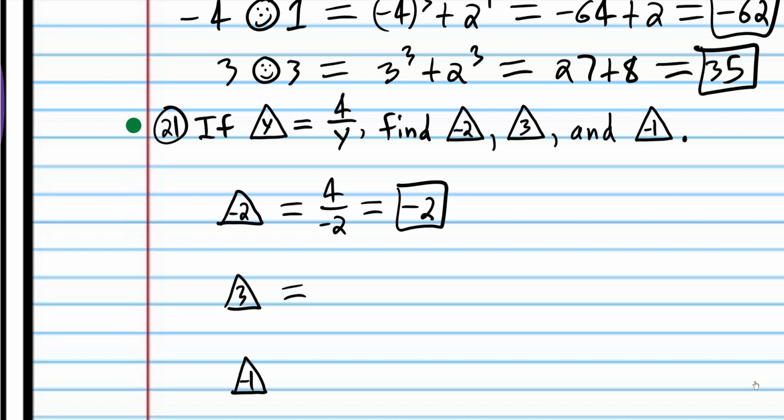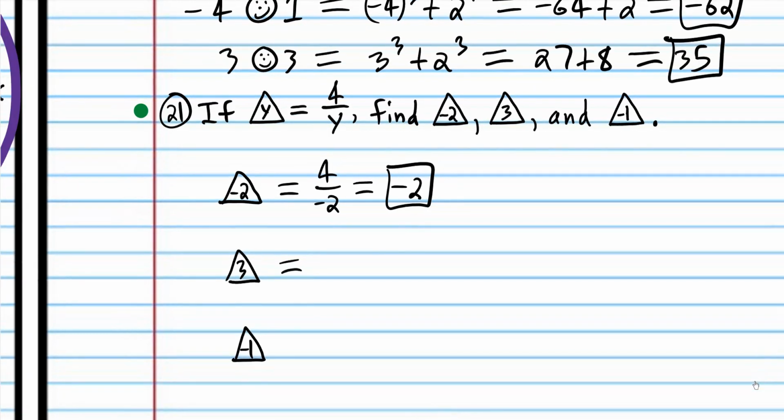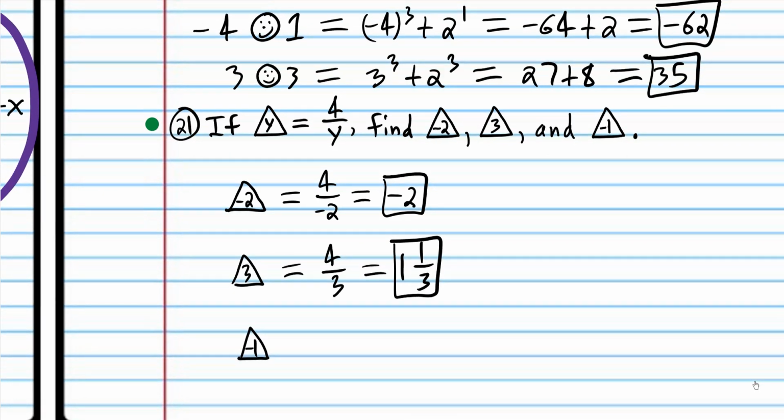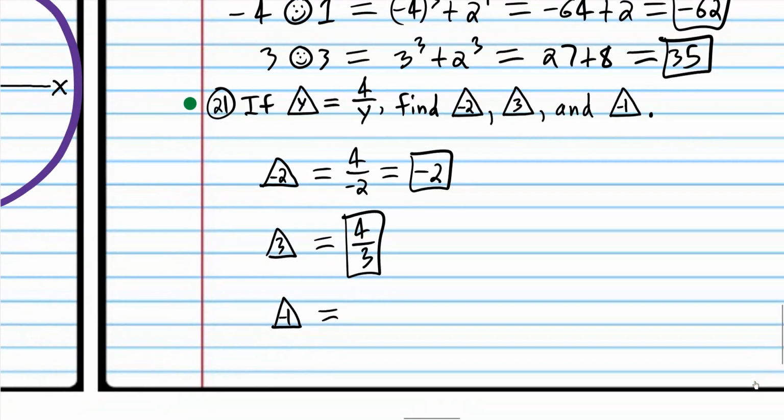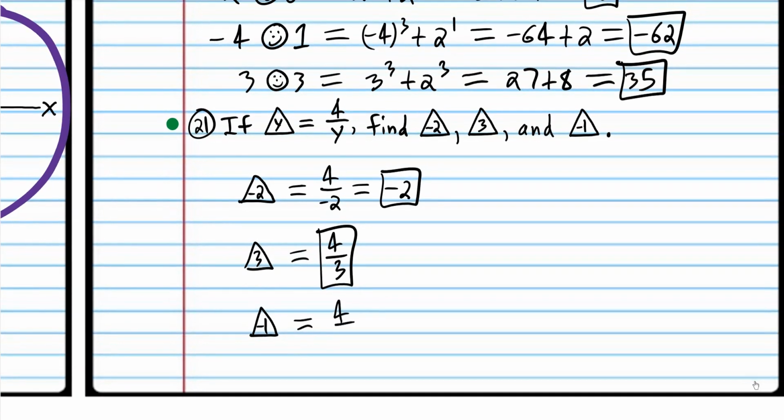So if you got that right, good job. Now we're going to find triangle 3. We're going to rewrite the expression up here. We're just going to replace y with 3. And so we can just write it as 4/3, or we can write it as 1 1/3. It doesn't really matter. In fact, I'm just going to leave it as 4/3 just to demonstrate that at this level of math, it's okay to write an improper fraction. Mathematicians don't really care. Okay, so triangle negative 1, that's just 4 over negative 1. So if you got negative 4, good job.